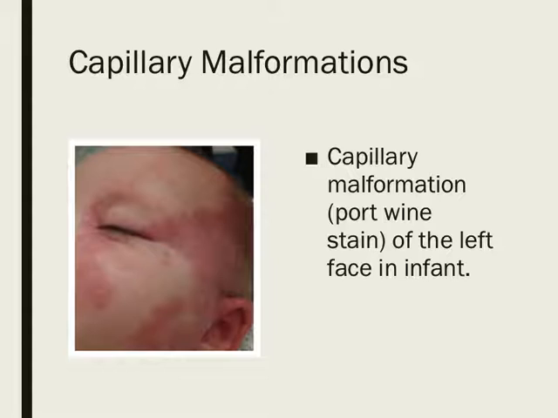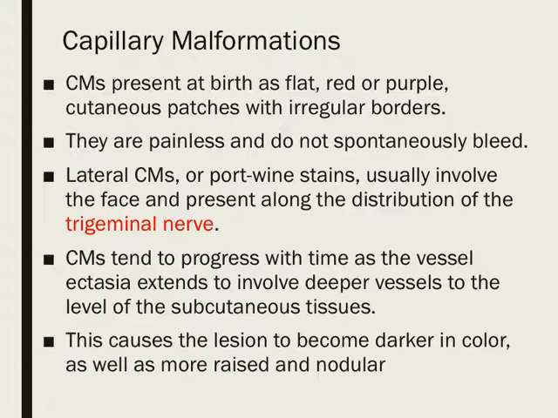So those are babies born with this low-level change in the skin. The skin is really not elevated, but there's a change in the skin over here, and that's the port wine stain. It can distribute over a nerve. The trigeminal nerve is the most common distribution area where you have it.